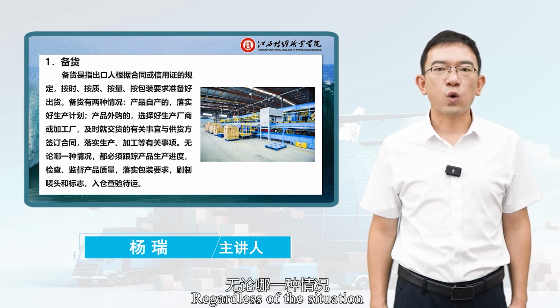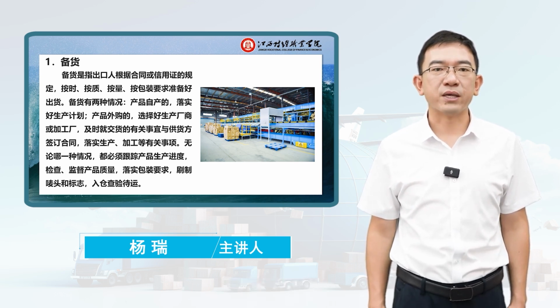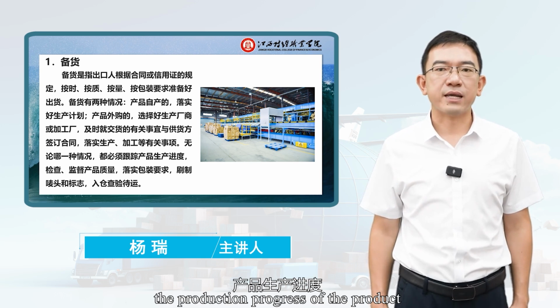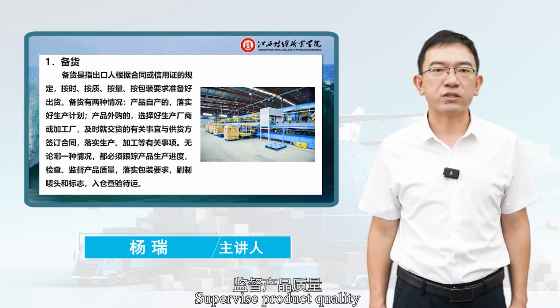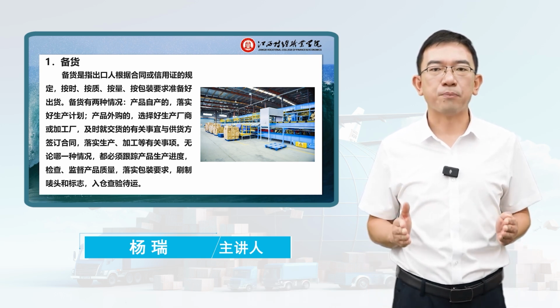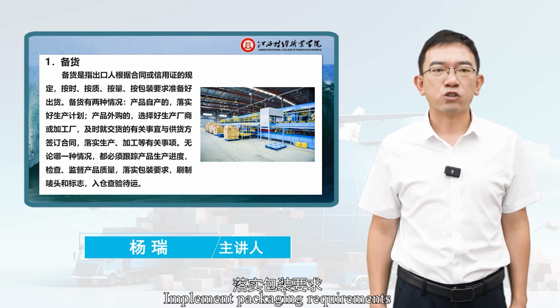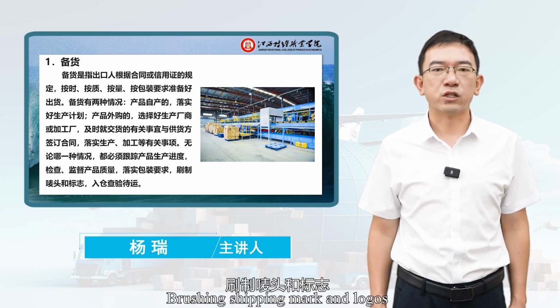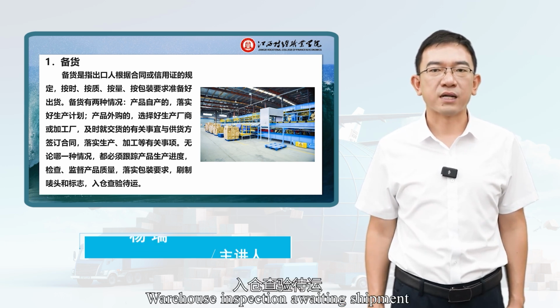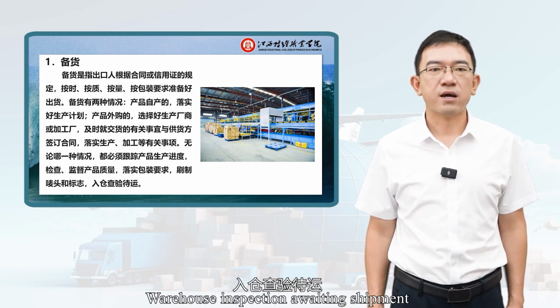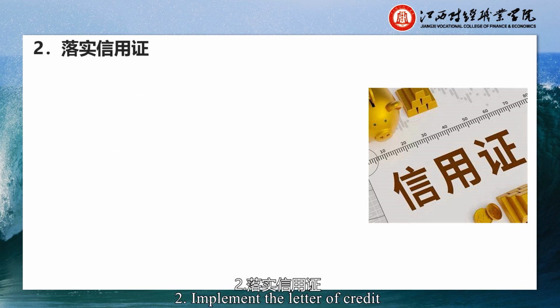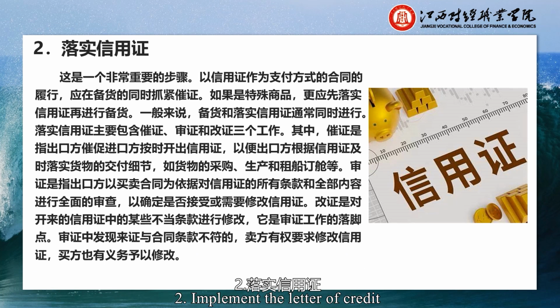Regardless of the situation, it is necessary to track the production progress of the product, inspect and supervise product quality, implement packaging requirements, brush shipping marks and logos, and conduct warehouse inspection while awaiting shipment. 2. Implement the letter of credit. This is a very important step.